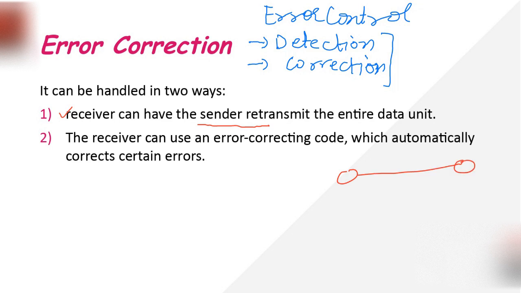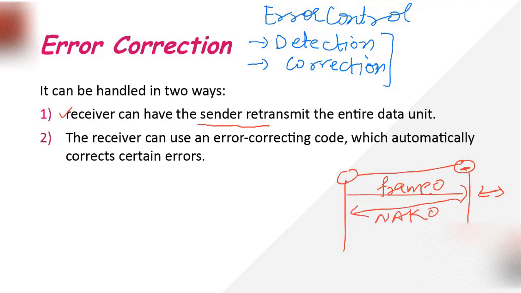So suppose there are two parties involved in forwarding the data from sender to the receiver. On the receiver side, suppose frame number 0 was sent, but there was some error. There were a few errors in a few of the bits. So what the receiver can do is send NAK0 to the sender. When this NAK0 is received by the sender, it will again retransmit frame number 0. That is the first method which is mentioned here.